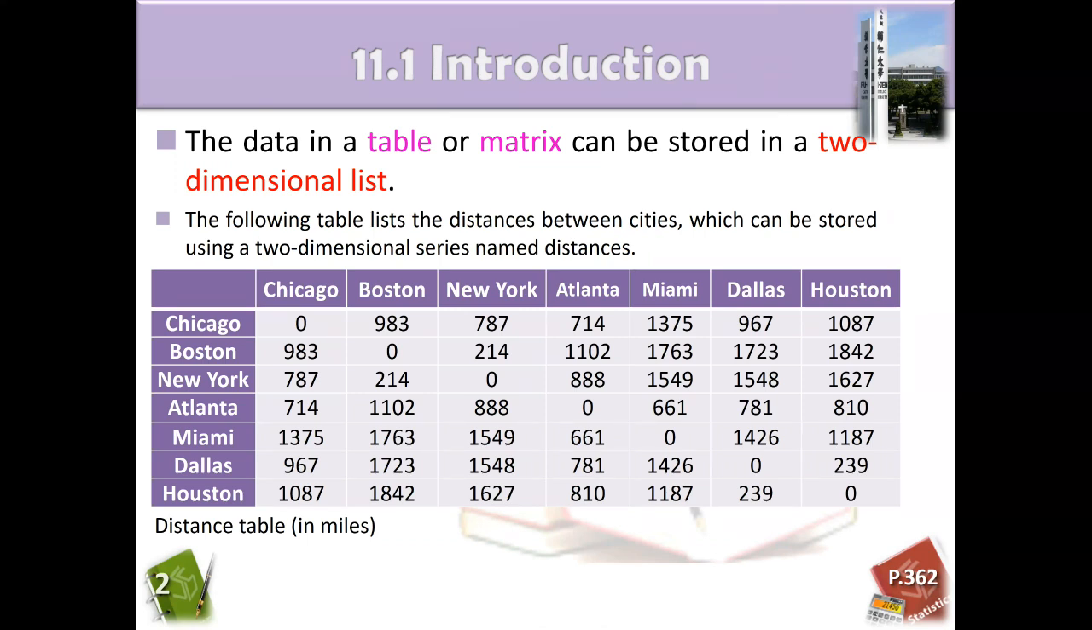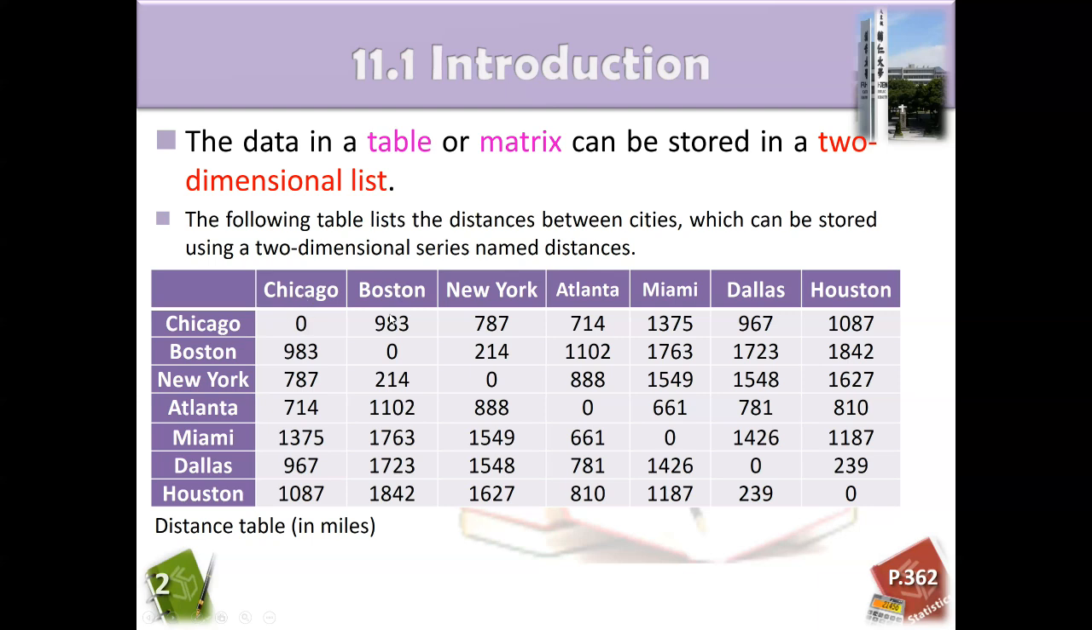This part is very important for statistics and information science students, our departments, because we use the Python and data frame. At least a table is a two-dimensional list, okay? So the data in a table or matrix can be stored in a two-dimensional list. Just like this. The following table lists the distance between the cities, which can be stored using a two-dimensional list named distance. Chicago to Chicago, the distance is 0.